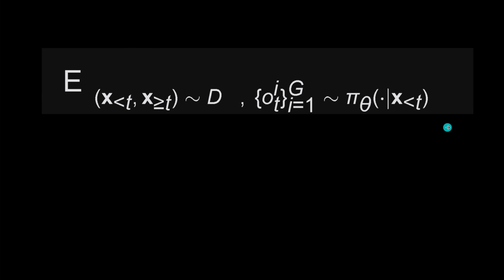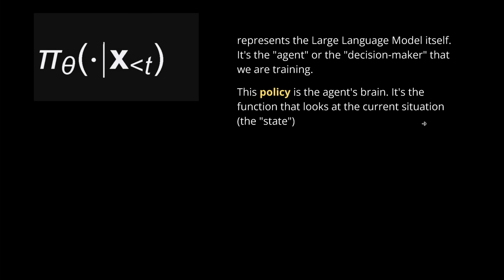Now, what does this exactly mean? Let's have a look. Let's start with this term. If you know it already, skip ahead. If not, here is a simple explanation. This pi theta is nothing else than the policy. It represents our large language model itself. It is also the agent, or the decision maker, that we are now training to perform a particular task. So this policy pi theta is, if you want, the brain of the agent, which is of course the LLM.